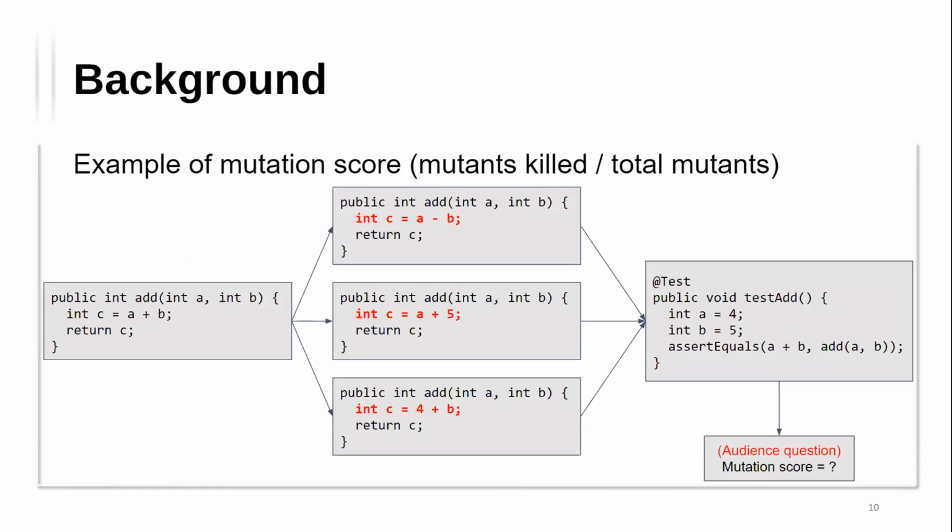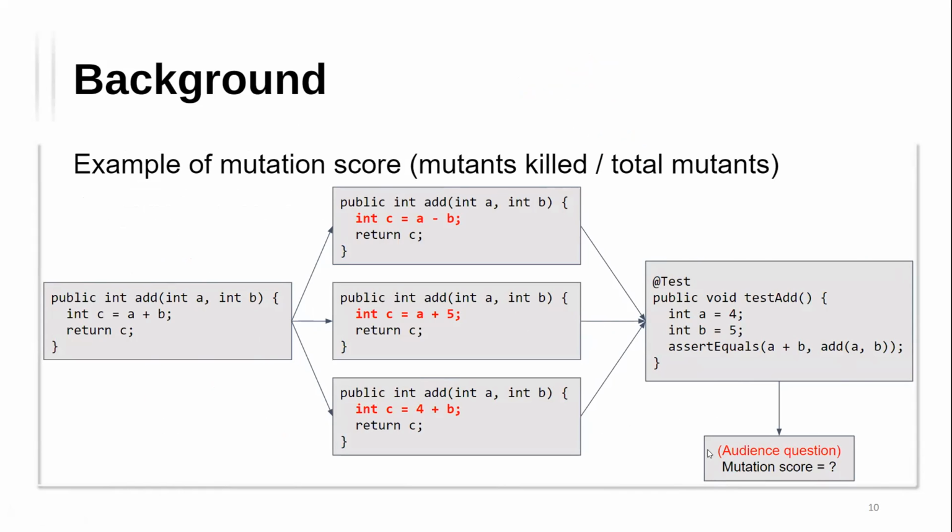Okay. So the next was just an example of how mutation score is computed. So just a quick example. We have the base program. We mutate the program in 3 ways, for example, and we have some tests here that just test the functionality of this method. So it's just showing how mutation score is calculated.